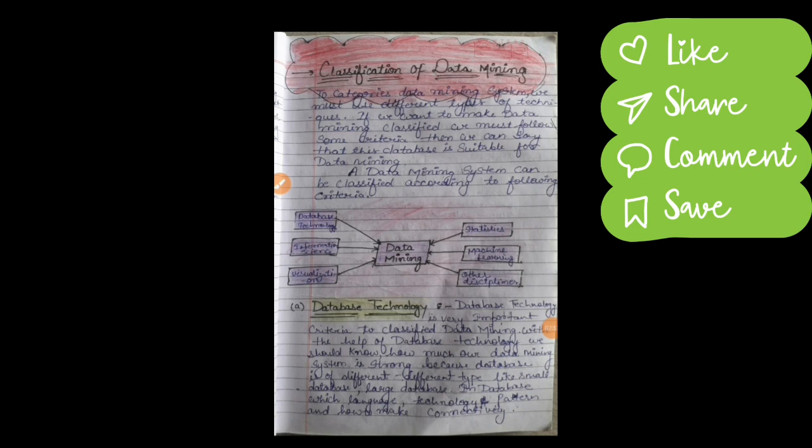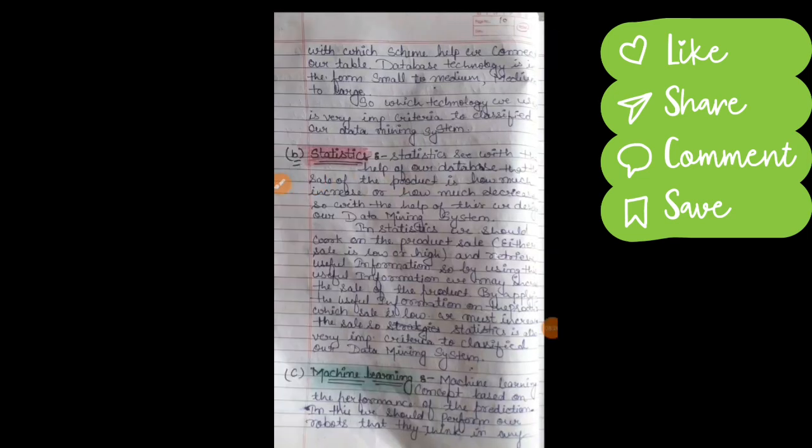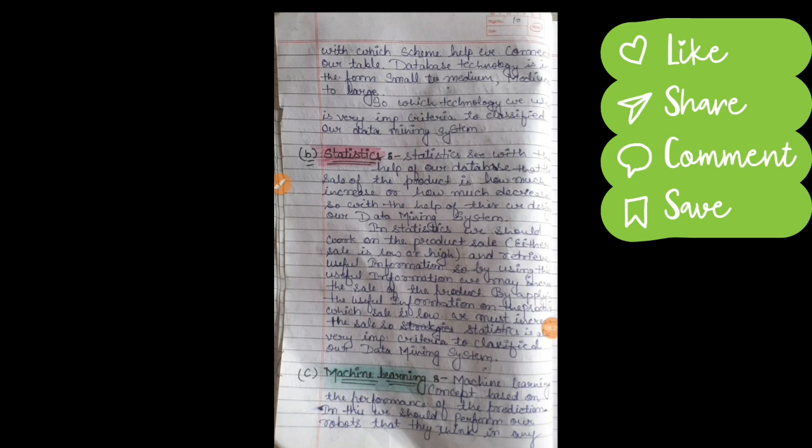First we have database technology. Database technology is a very important criterion to classify data mining. With the help of database technology, we know how strong our data mining system is, because databases are of different types, like small database and large database, and in a database which language, technology, and pattern are used, and with which schemes we connect our tables. Database technology ranges from small to medium to large. So which technology we use is a very important criterion to classify our data mining system.